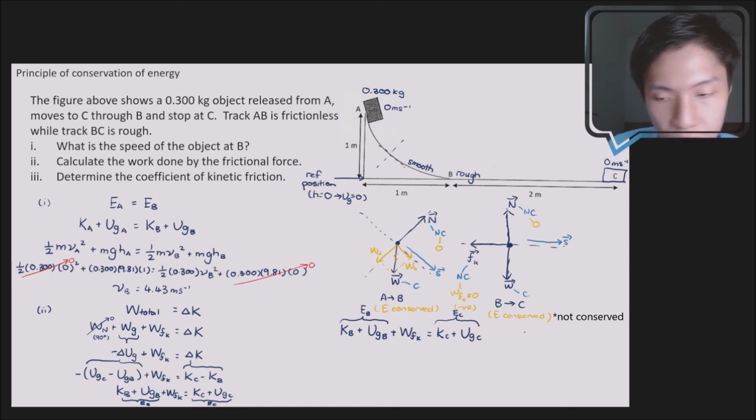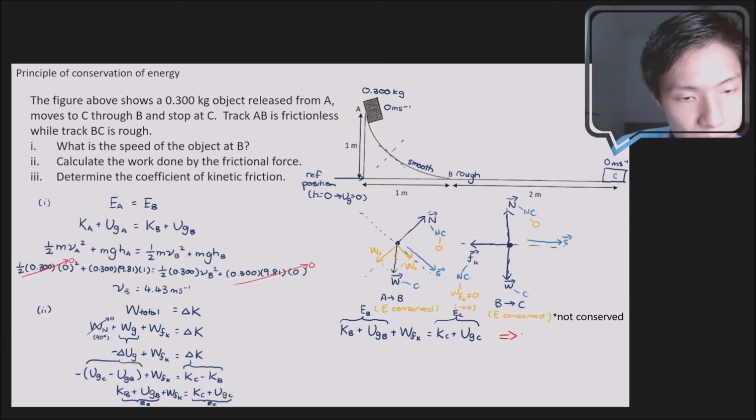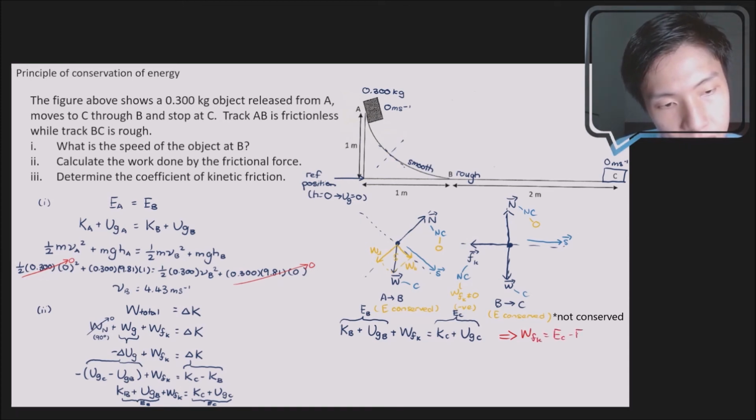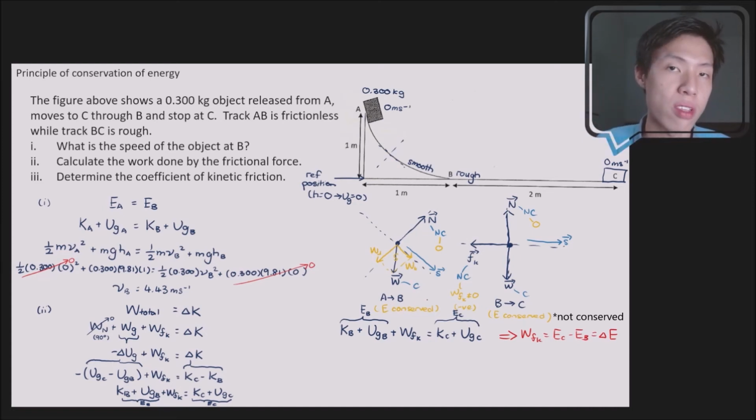So another way of writing it, I'll just write down, well, because I'm explaining also the theory, you can shift it, then it becomes work done by kinetic friction is equal to EC minus EB, right? So work done by kinetic friction is actually equivalent to the change in mechanical energy. Okay, so the work done by non-conservative force is equal to the change in mechanical energy. That's the idea. Okay, so let's move back to solve the problem.